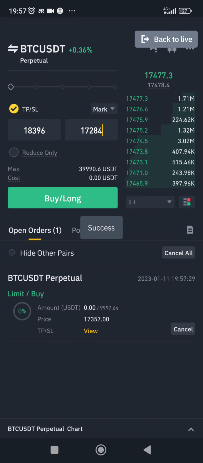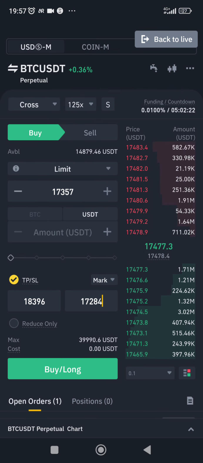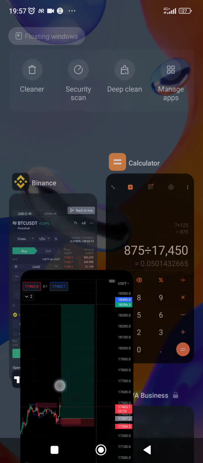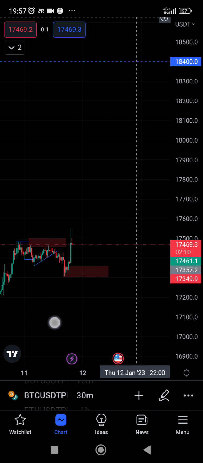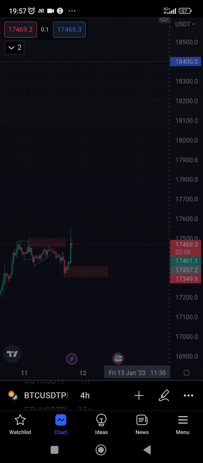Okay. So now this is what I want you all to do. Download Binance. Do your KYC, know your customer, that's by uploading your documents. Now, after doing that, go to the chart. Study, do your analysis based on what you have learned.